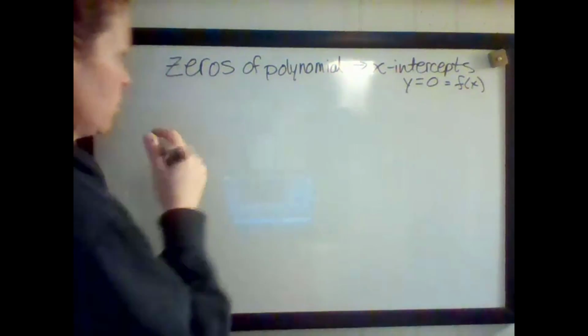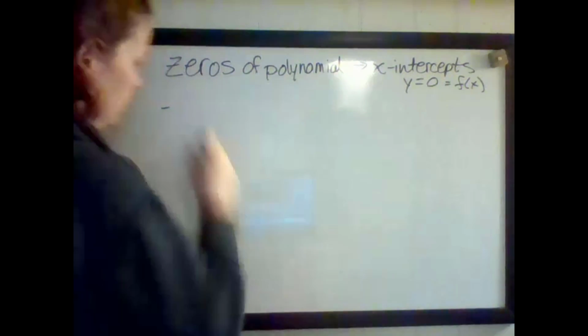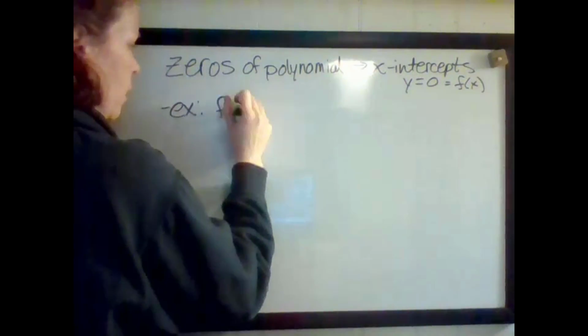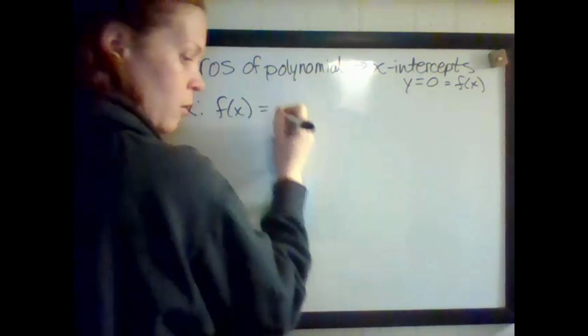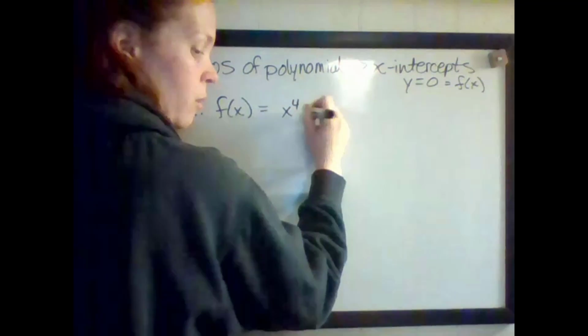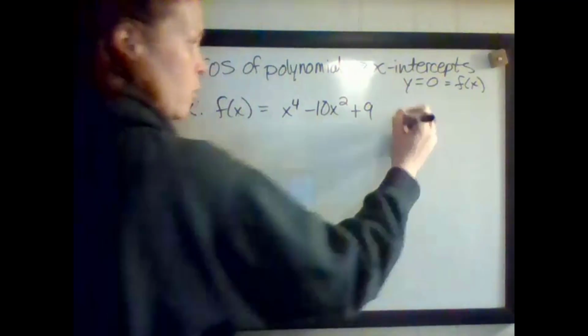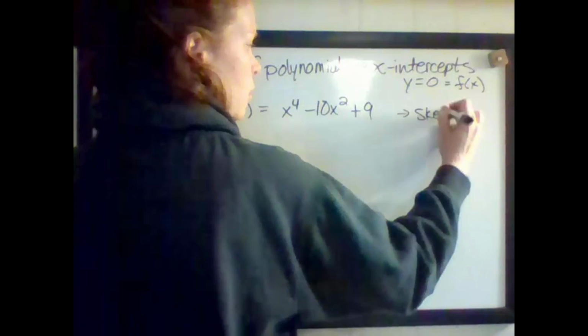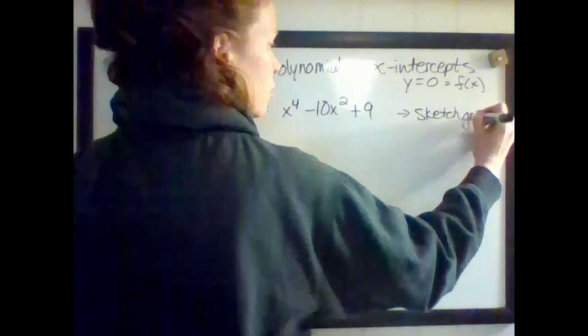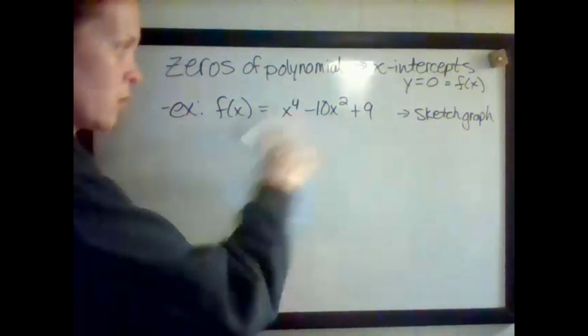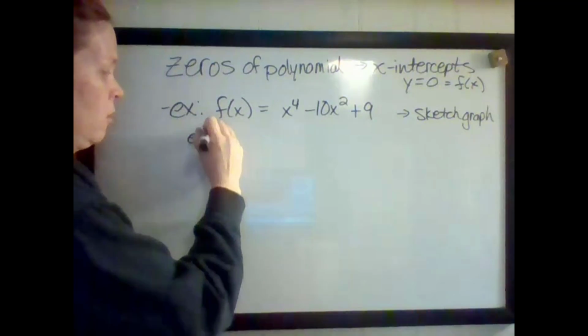Let's jump into an example. f of x equals x to the fourth minus 10x squared plus 9. Okay, so we're going to sketch the graph of this. We're not going to find every little point, but first, let's talk about the end behavior.